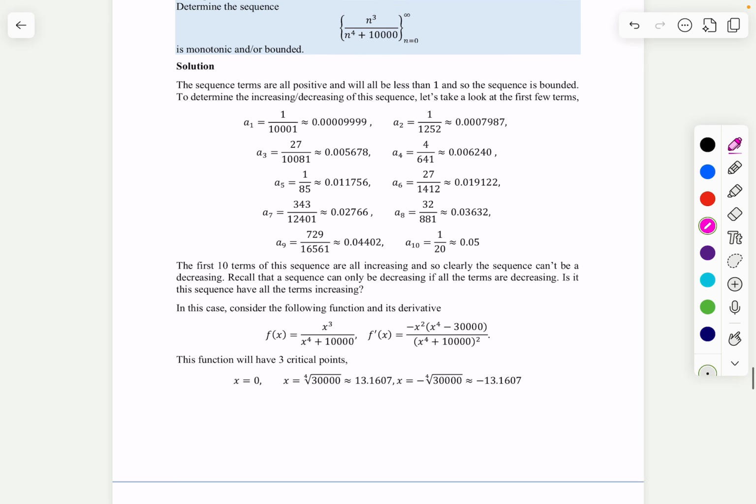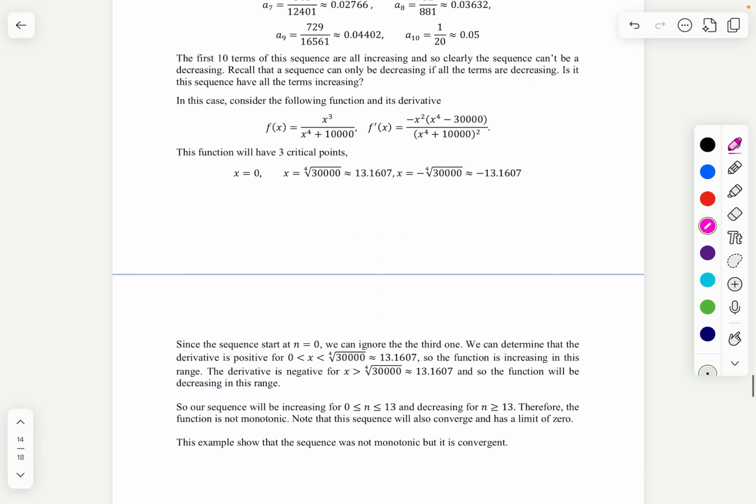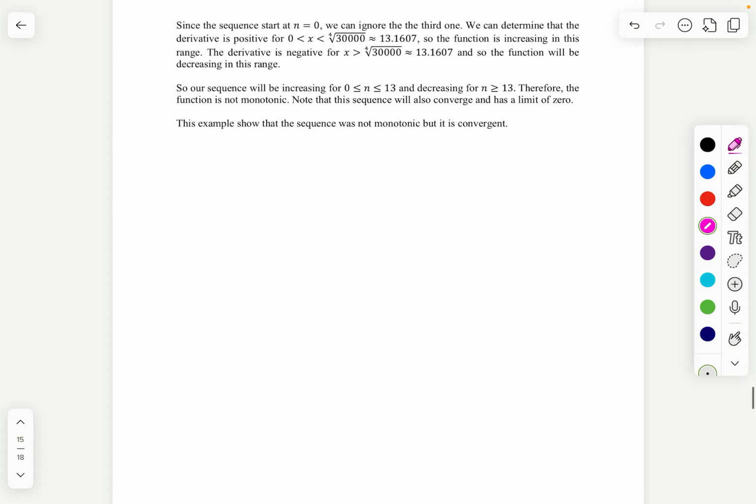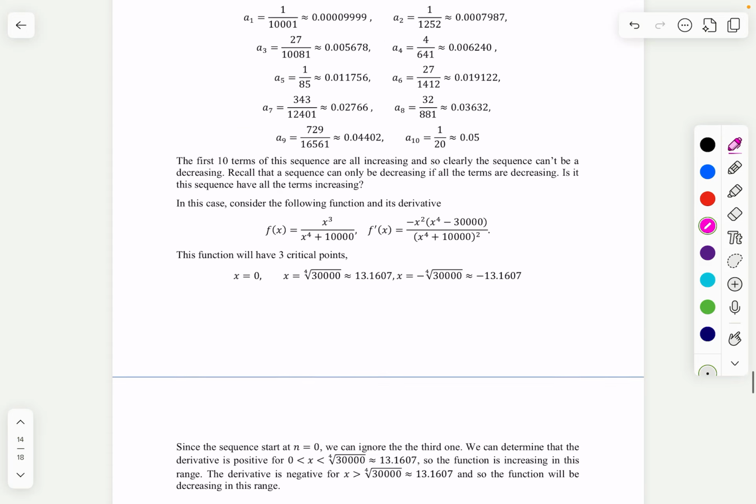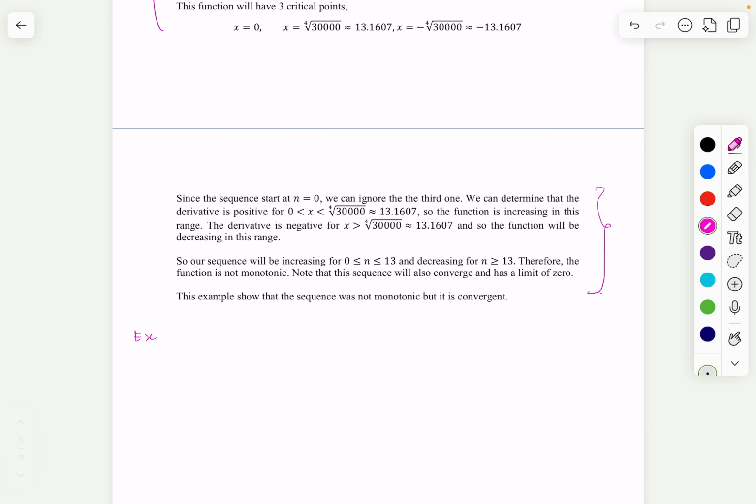So let us look at example 5. This is actually the last example. We have a bit of a complicated sequence. We want to check, is it monotonic and or bounded? I wrote this already here, but you can always read the solution, I just want to show you the steps. Example 5: we have the sequence n cubed over n to the power of 4 plus 10,000, with n from 0 to infinity.